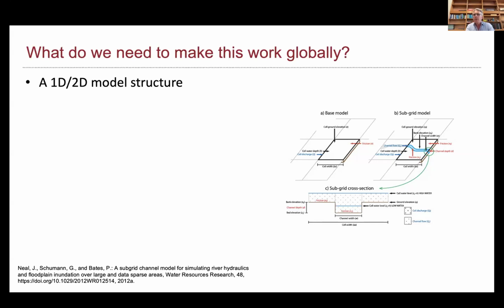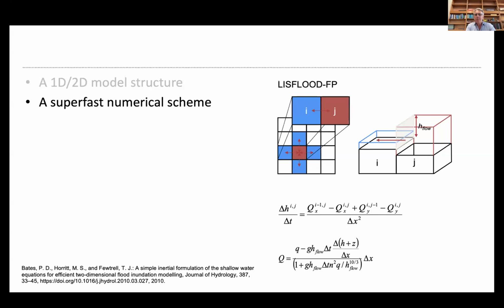So 1D, 2D models interface well with the kinds of data that we can get globally, and also allow us to represent any width of river channel, irrespective of the resolution of the overlying grid. Our best global DEM is 30-meter resolution, but often we want to represent river channels that are much smaller than that. Many rivers around the globe are smaller than 90 meters, and if you've only got a 30-meter channel, you can't really represent their geometry at all. So a 1D model structure is important.